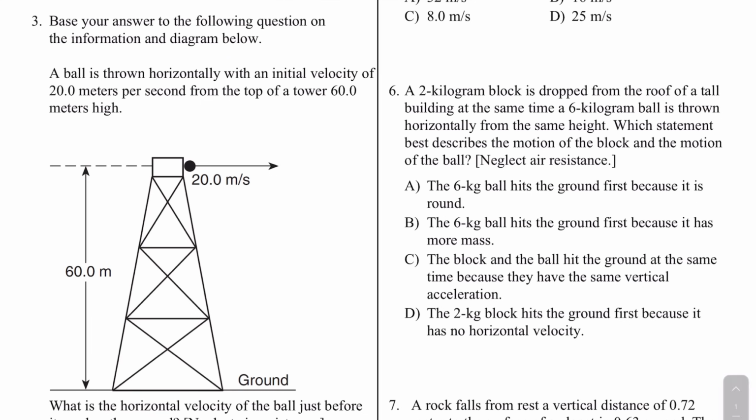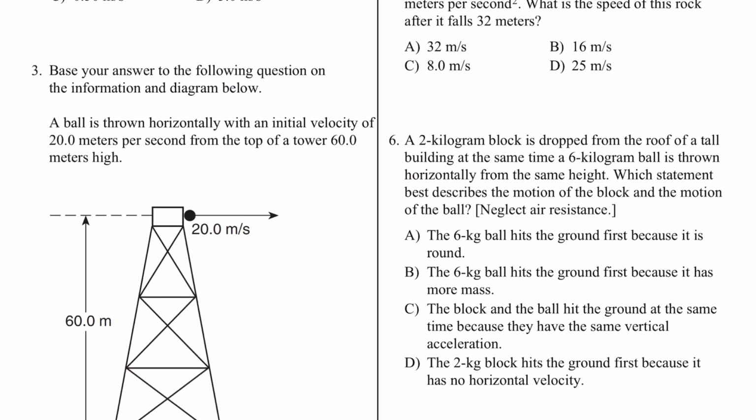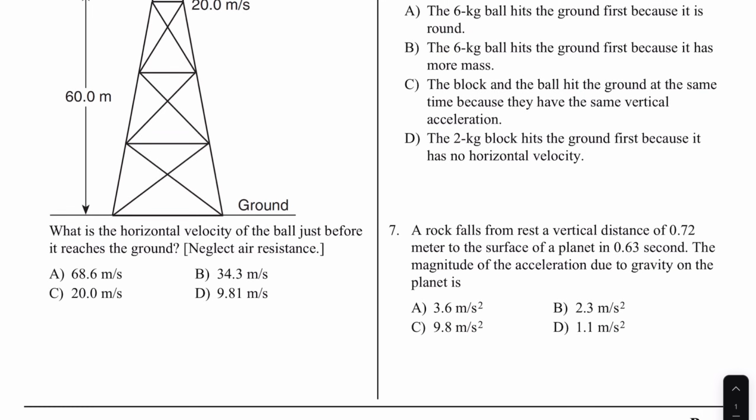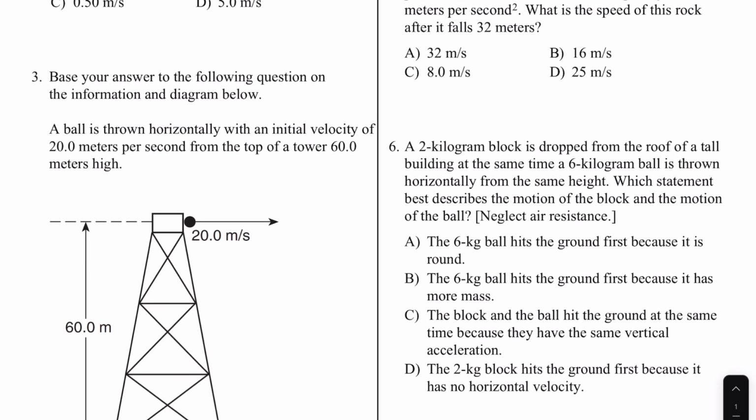Number 3. A ball is thrown horizontally with an initial velocity of 20 meters per second from the top of a tower 60 meters high. What is the horizontal velocity of the ball just before it reaches the ground? Okay, so we need to solve for horizontal velocity, right? So usually with one of these questions, you would write out all the information that you know and then plug it into a kinematic equation, but this one is a little bit different. So it tells us here that the initial horizontal velocity is 20 meters per second. So emphasis on the word horizontal.